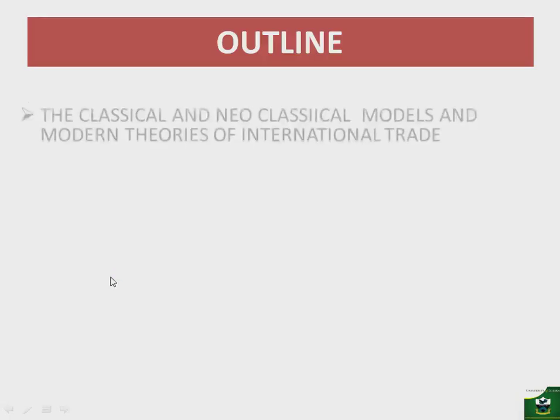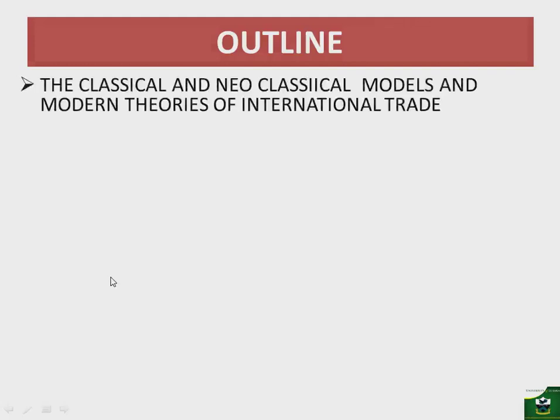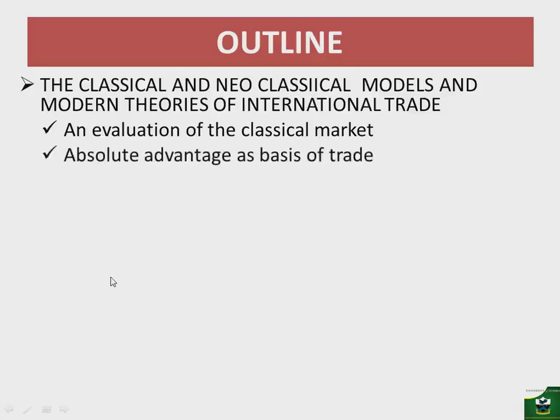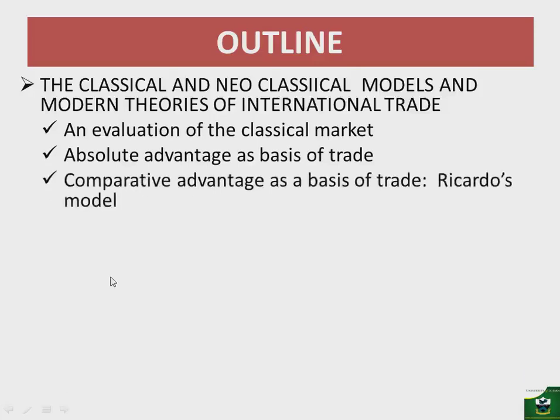In this unit, we will look at the classical and the neoclassical models and modern theories of international trade. Specifically, we'll look at an evaluation of the classical market, where we will bring in the start of how the Mercantilists and other schools of thought came up with these trade theories. And then we'll look at the absolute advantage as the basis of trade. Further to that, we'll develop the absolute advantage into the comparative advantage as a basis of trade from the Ricardian model.